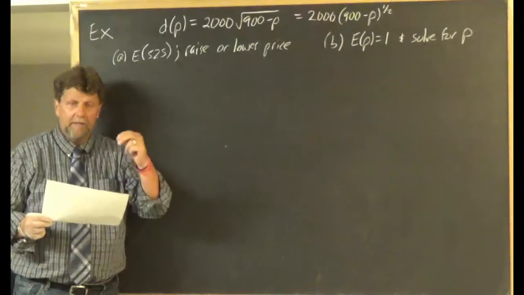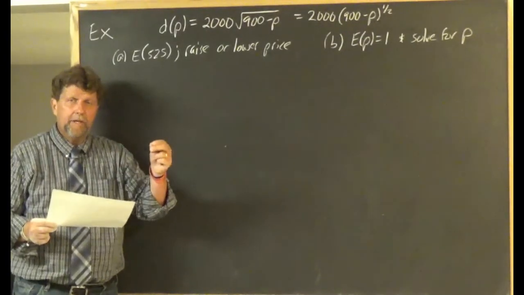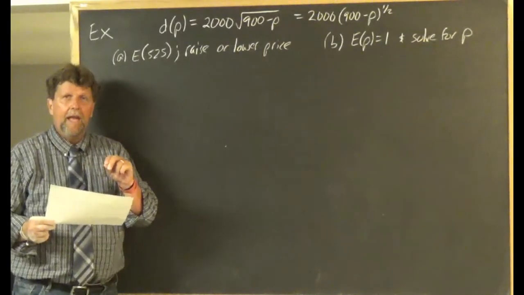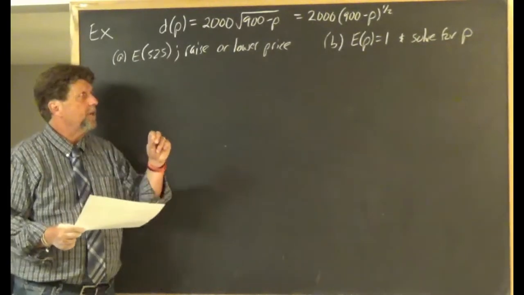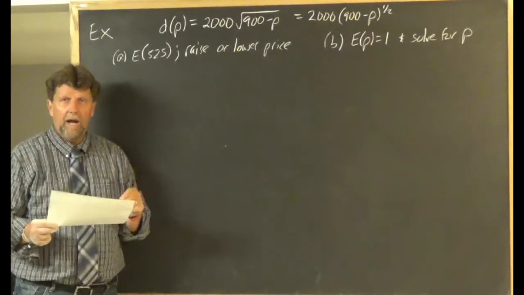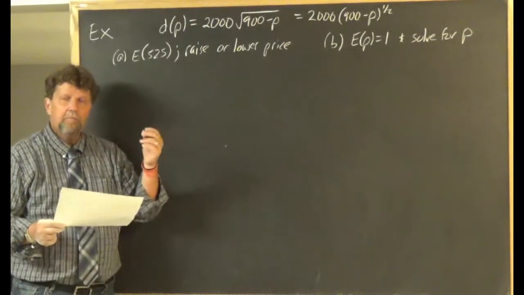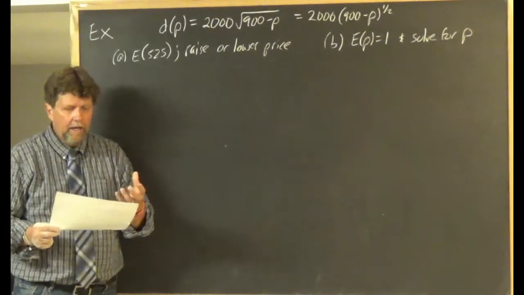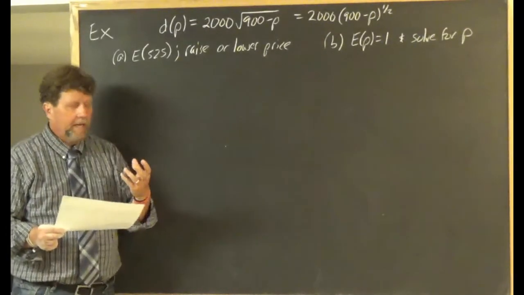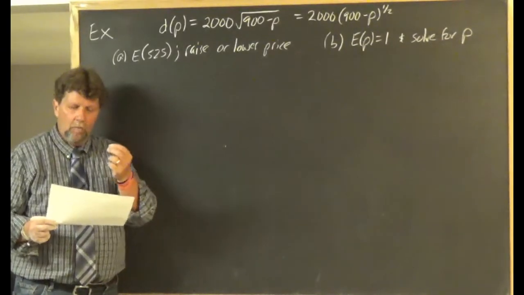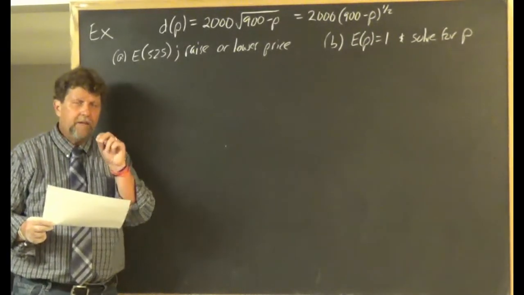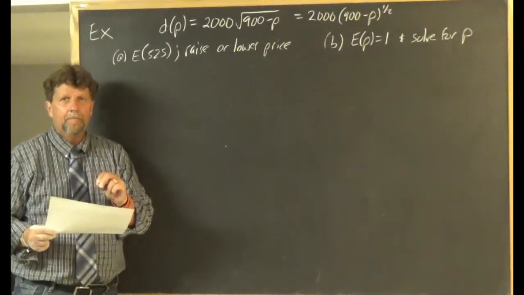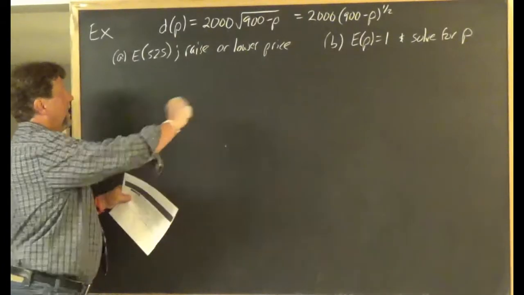So in part A, we're going to evaluate elasticity of demand at $525. At the current price of $525, we're going to determine if at that price demand is elastic or inelastic. And then that tells us if we should raise or lower the price. Then in part B, we're going to set the elasticity of demand function equal to 1, and we're going to solve for P. That will tell us at what price the revenue is maximized, at what price the revenue is the greatest. So let's get started here on part A.